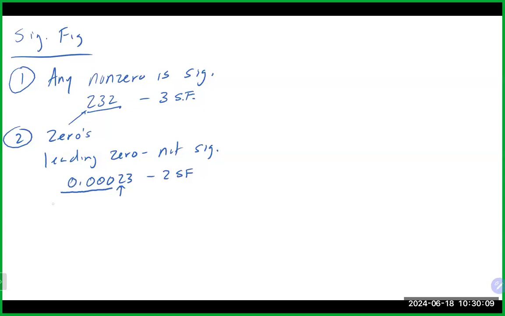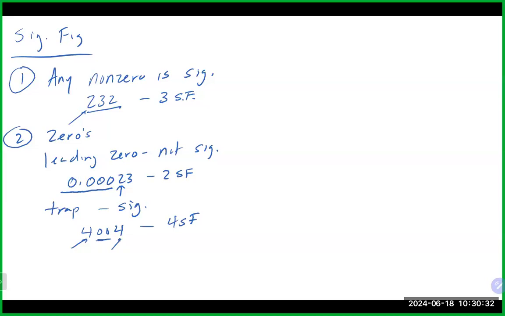There are also zeros sometimes called captive zeros, trap zeros, whatever you want to call them. They are significant. Those are zeros that are between 2 non-zero numbers. So starting to count here, these 2 zeros would be significant. That would be significant as well. This would have 4 significant figures in this particular case.